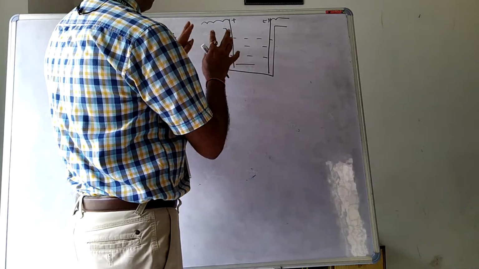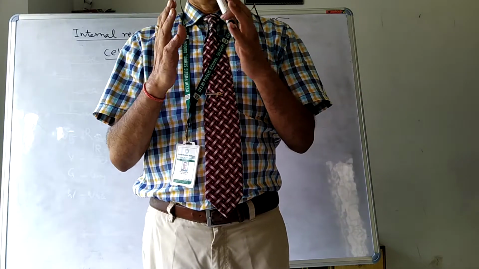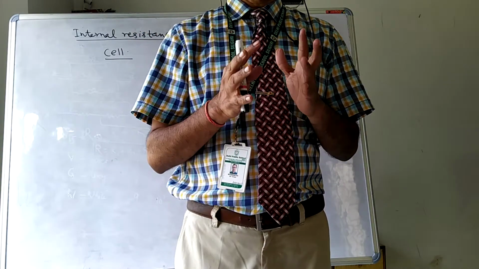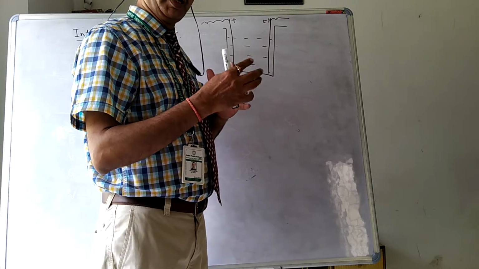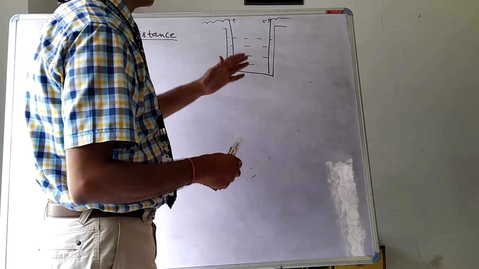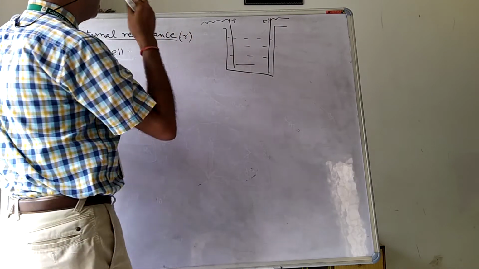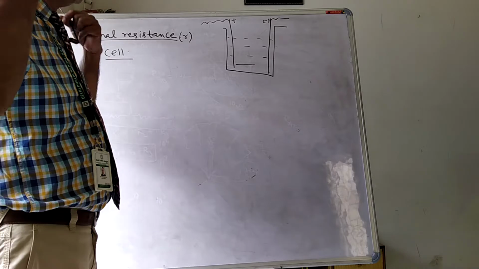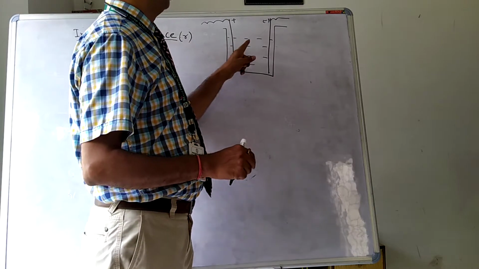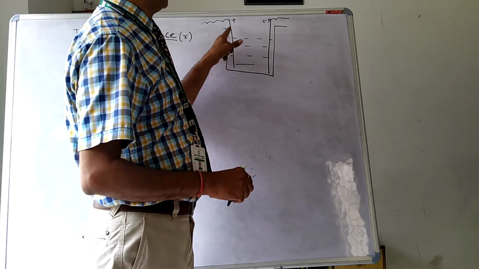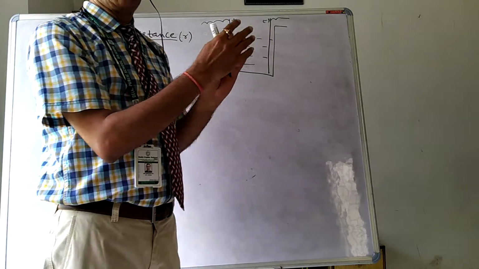Now, what is internal resistance? It is the resistance offered by the cell to the flow of ions. It is the resistance offered by the electrolyte to the flow of ions inside the cell. The internal resistance is denoted by small r and it is measured in ohm. The factors on which the internal resistance depends are the nature of the electrolyte, the area of the plate, the separation between the plates, and the temperature.